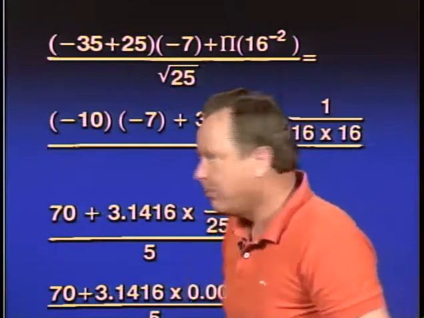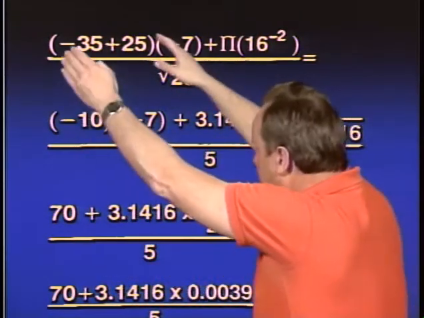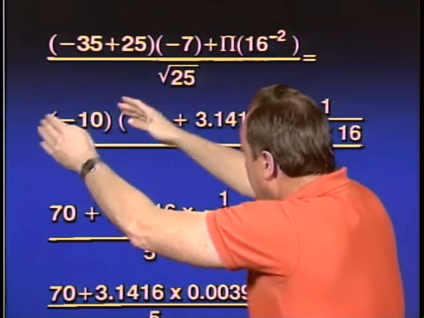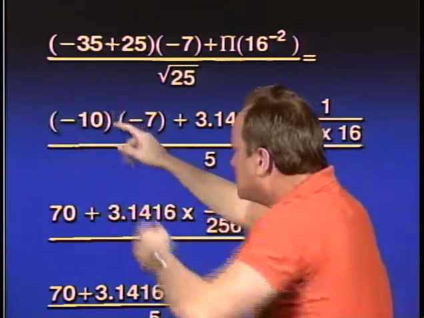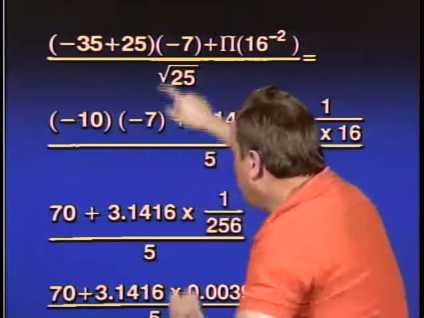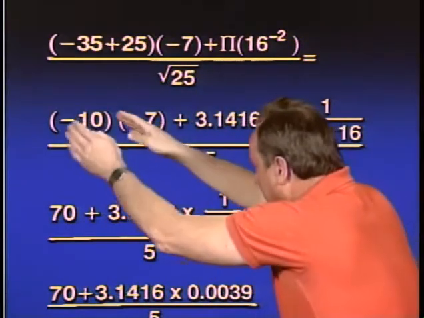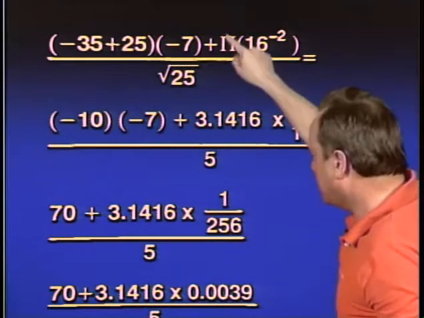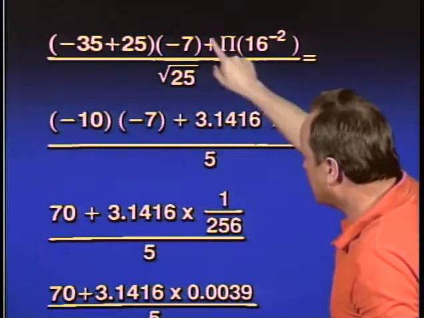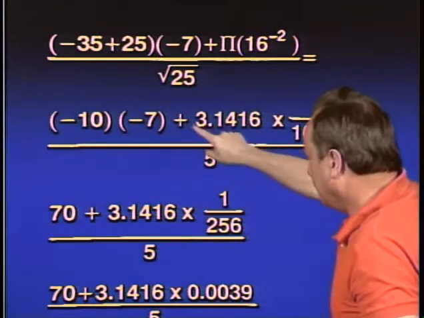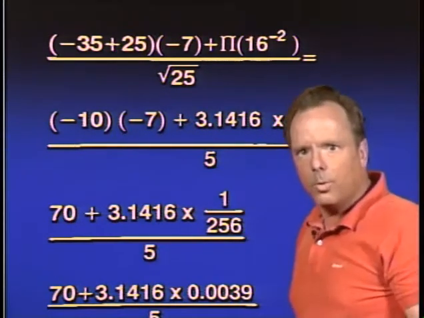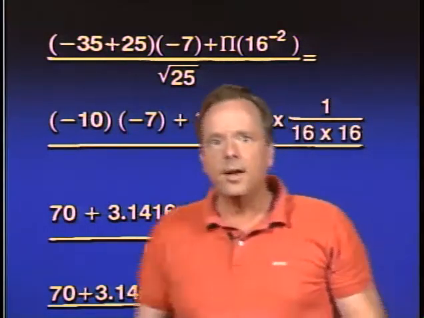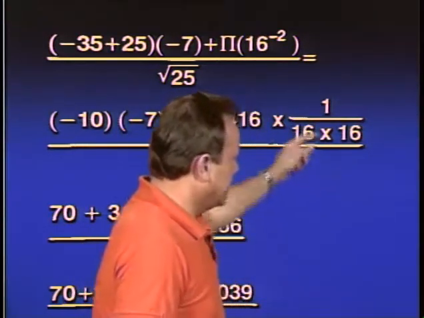So you take all of this and divide it by the square root of 25. Now let you and I get the parentheses all together. Here's minus 35 and plus 25. You add those two together algebraically, and that comes out to minus 10. So here we have minus 10. We'll just bring down the minus 7, so it becomes minus 10 times minus 7, plus pi. And we'll just substitute the number 3.1416 for that mathematical symbol up there. And so you write that in, 3.1416 times 16 to the minus 2. What is that? That's 1 over 16 squared.